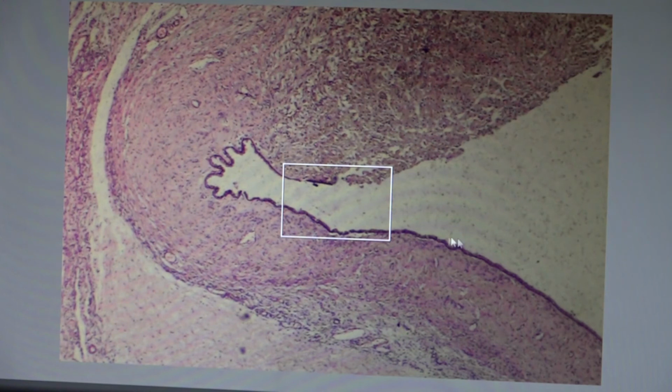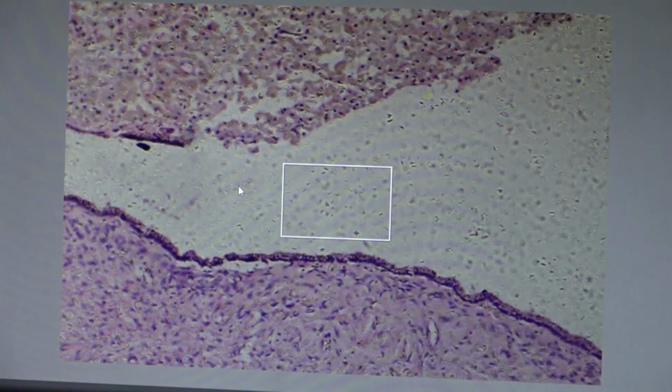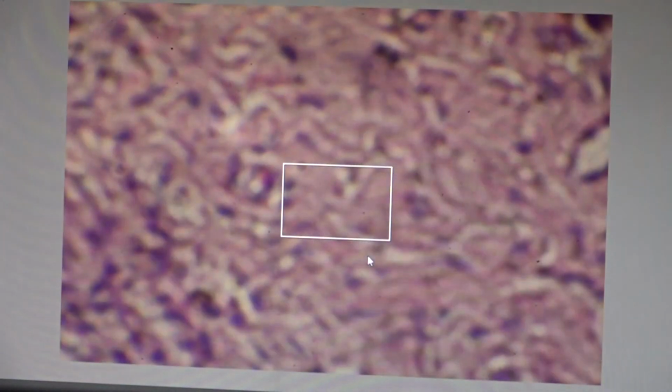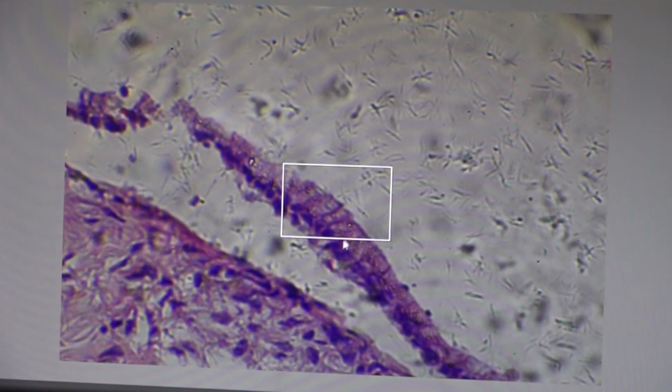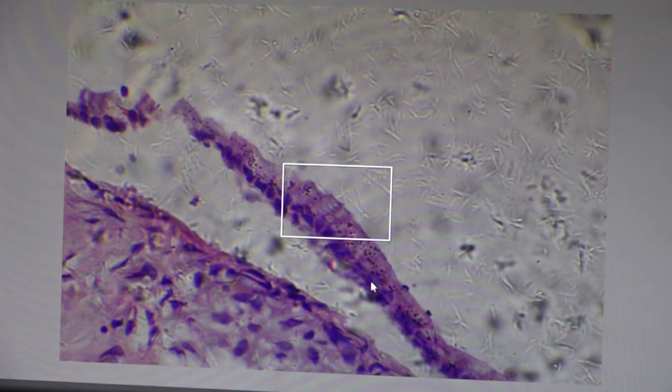Benign mucinous tumor. This is the lining of the cyst. This is the cystic wall, and this is the lining epithelium of the cyst, composed of benign simple columnar epithelium, with basal nuclei and tall columnar epithelial cells. This is the mucinous epithelium.